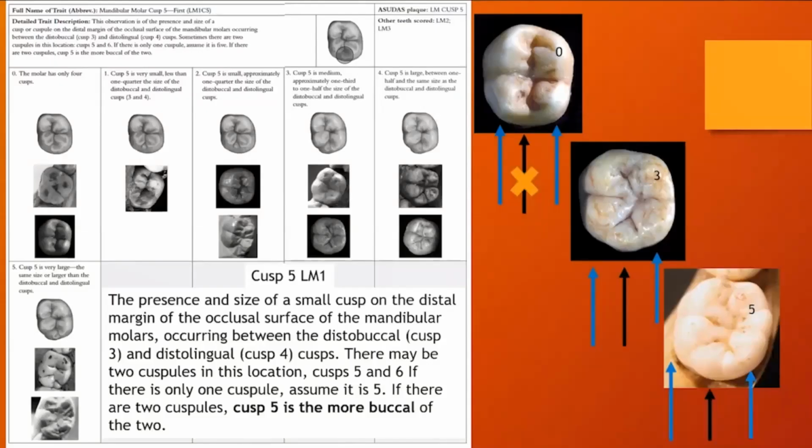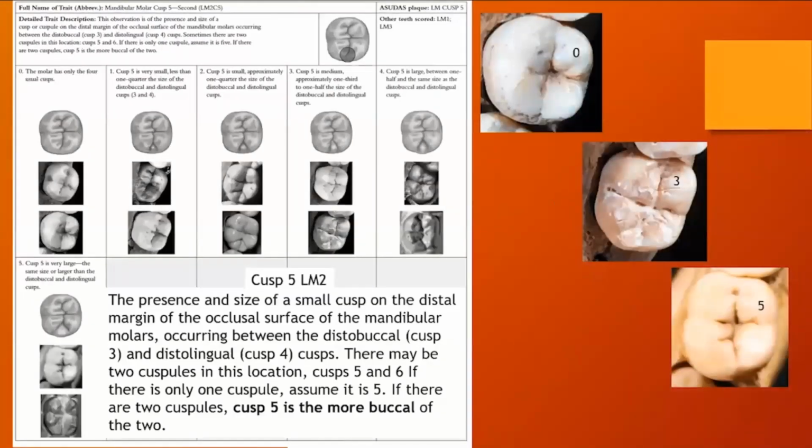And then we can look here and see that cusp 5 is really, really large. Next to cusp 5, heading lingually to the right of your screen, you'll see another cusp. That's cusp 6. We're going to talk about that in just a second, but that wouldn't be what we would use for comparison. We're going to use the main distal lingual and distal buccal cusps. If you see one cusp back there, you can assume it's cusp 5. And if you see two cusps there, you can say cusp 5 is the more buccal of the two.